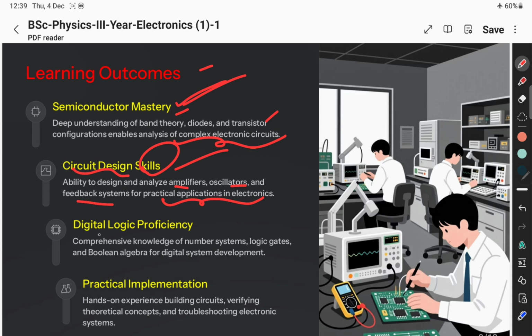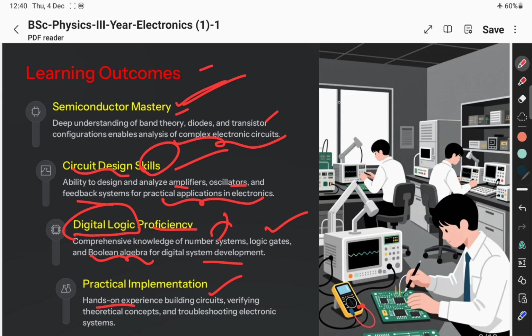Next, you can have proficiency in digital logic: the conversions of number systems, logic gates, and Boolean algebra for digital system development. And when we do practicals, with hands-on experience, you can learn how to build the circuits and verify the theoretical concepts with the practical ones, right?